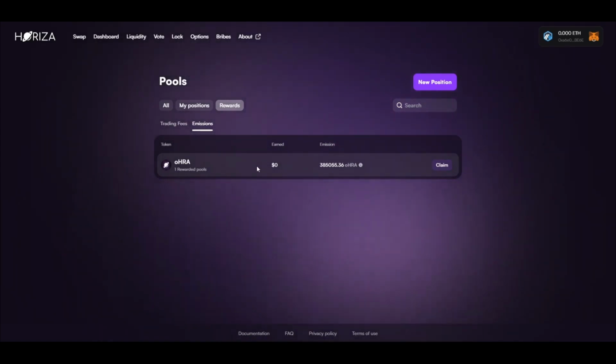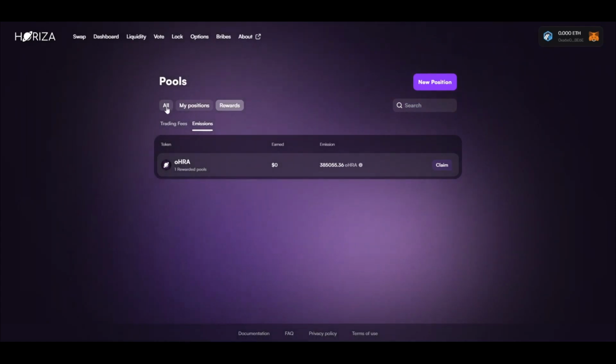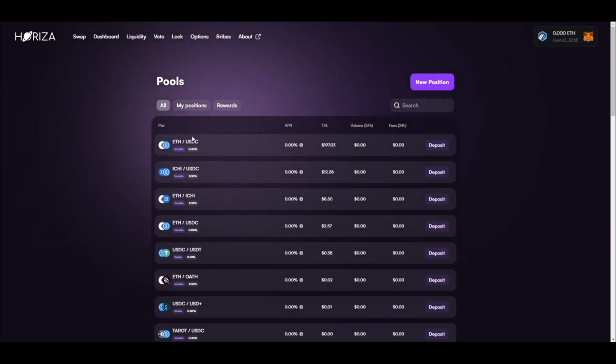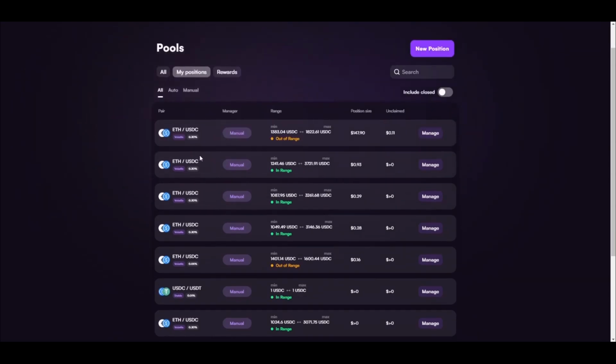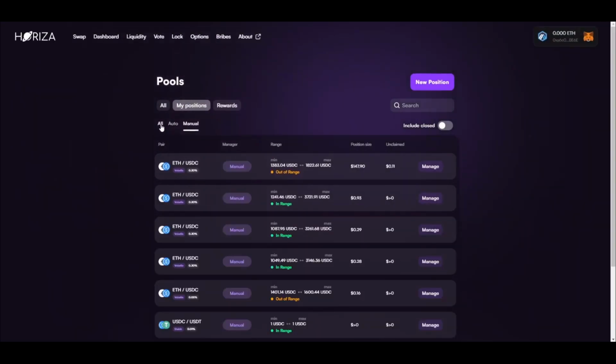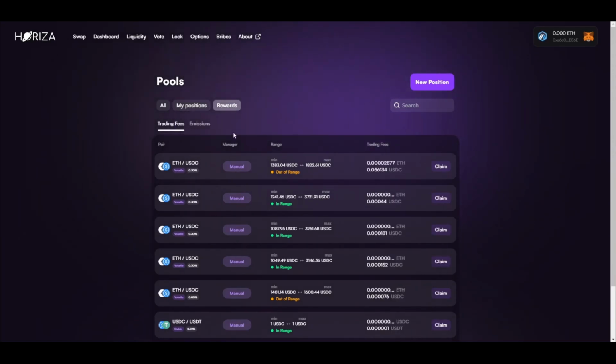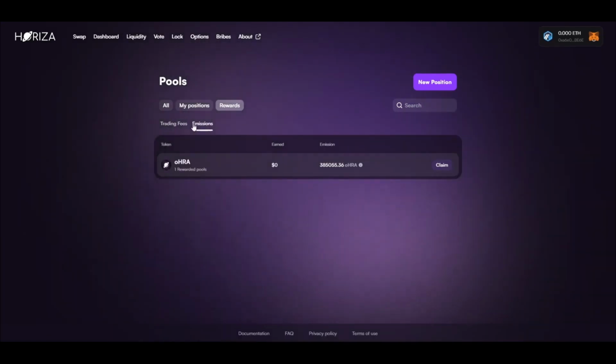So, to recap, the pools page is the main page of the liquidity provider, where you can see the average annual yield, the amount of fees generated, and the number of tokens provided to the pool in dollars. In positions, you can see your specific current positions, broken down into automatic and manual strategies, as well as rewards in the form of trading fees, protocol emission, and the ability to claim them.